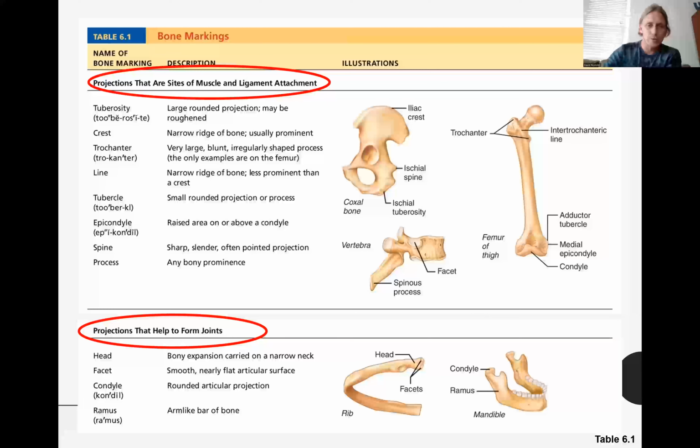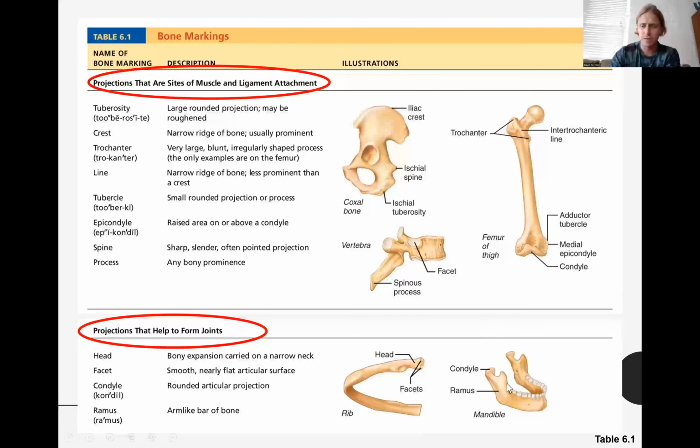All right, next one I want to clarify is the ramus. A lot of students get stumped with this one. The definition is an arm-like bar of bone. This gets a lot of people. What they mean by that is, by bar, they mean something that joins two things together. All right, that's what they mean by a bar.